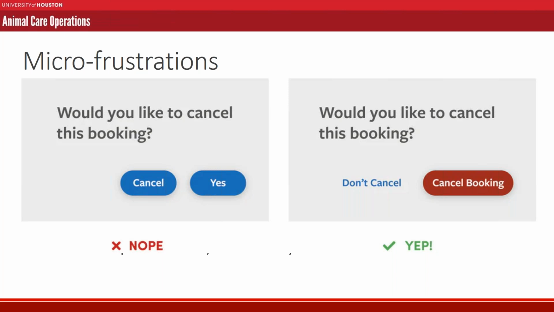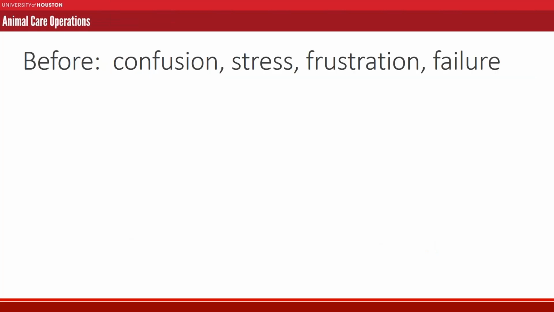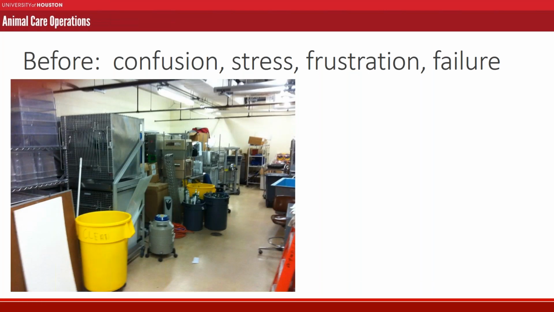So many of the signs we put up, and many of the things we ask our staff to do, are not done with great clarity, and they cause great frustration. Before we started lean management at the University of Houston, we had confusion, stress, and frustration. This is really what we saw.